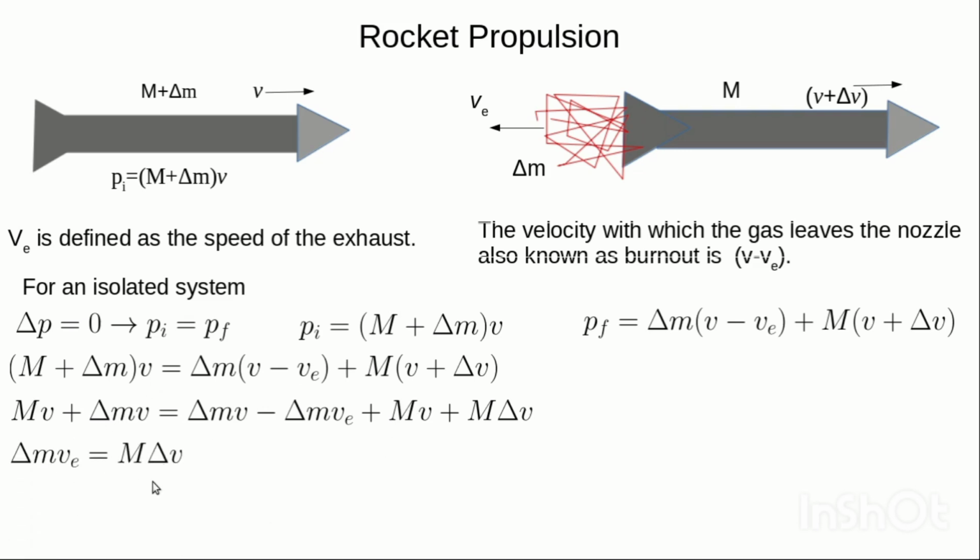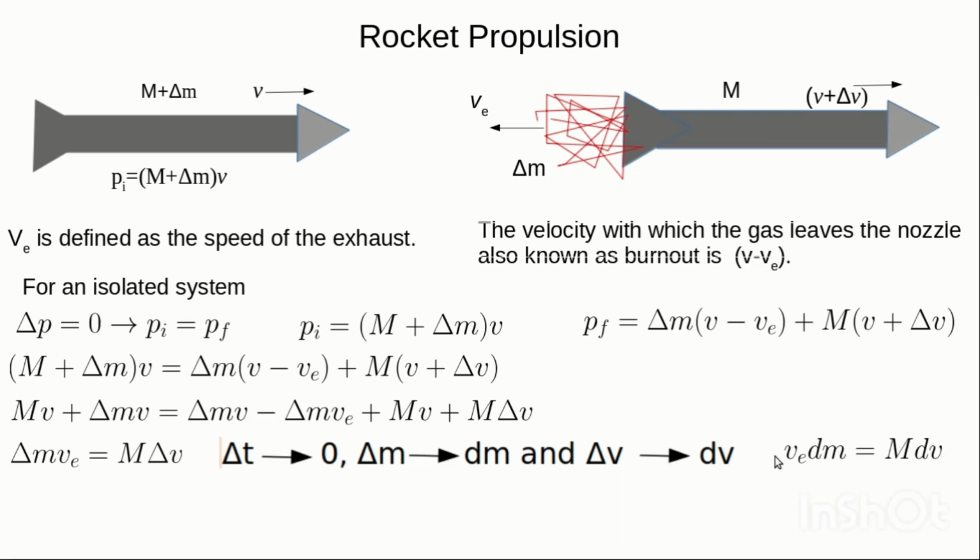So if we notice, we can cancel out some of these parameters, and this will result in this equal to this. So at this point, we make an assumption that as change in t tends towards 0, then change in m will become dm and change in v becomes dv. So we also have that this particular expression will be equal to this, because this change in m becomes dm and this change in v becomes dv.